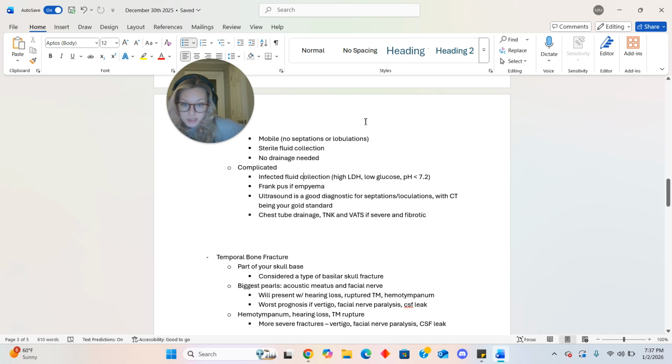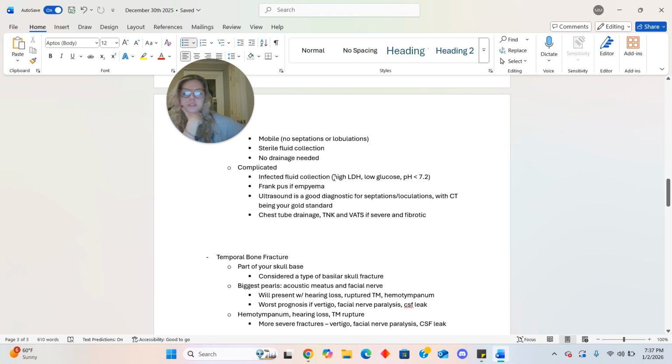And so first step is going to be a chest tube, but you can actually add fibrinolytic medication into their pleural cavity to lessen the formation of that weird septation stuff. And then if it's severe, they're actually going to get surgery for this. So this can be a big deal.